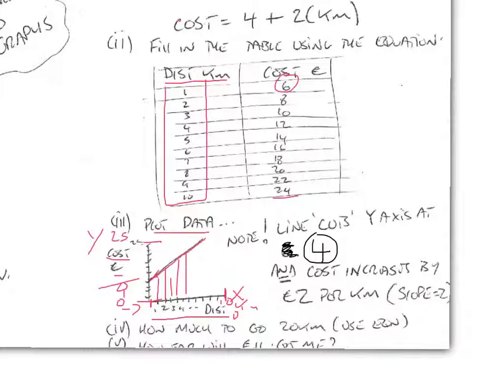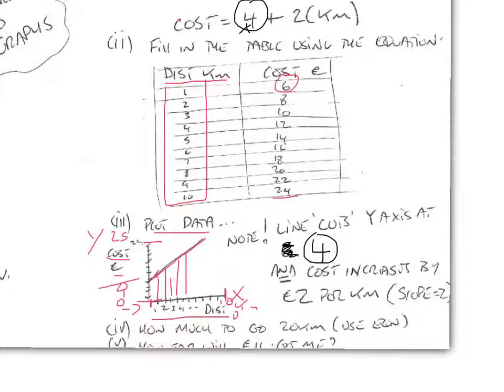Apologies, there's a mistake. There's a 6 there. That shouldn't be there. It should be 4. And we should know that it is 4 because it's this 4 in our equation. It's always this constant. That is the value at which the line will cut the y-axis.